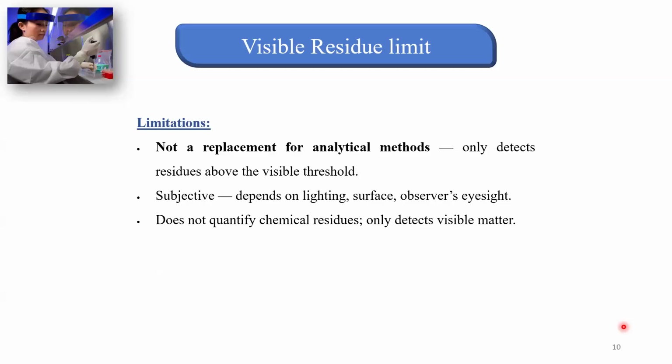Now, let us talk about the limitations of this method. First, it's important to know that this is not a replacement for proper analytical methods. It can only detect residues that are visible to the eyes, so anything below that might be missed. Second, the results are subjective. Factors like lighting in the room, type of the surface, and even the observer's eyesight can affect what you see. And finally, this method doesn't give any numbers or measurements. It can tell you if something is visible, but it cannot quantify chemical residues. So while it's useful for a quick check, it cannot replace thorough testing using analytical techniques.